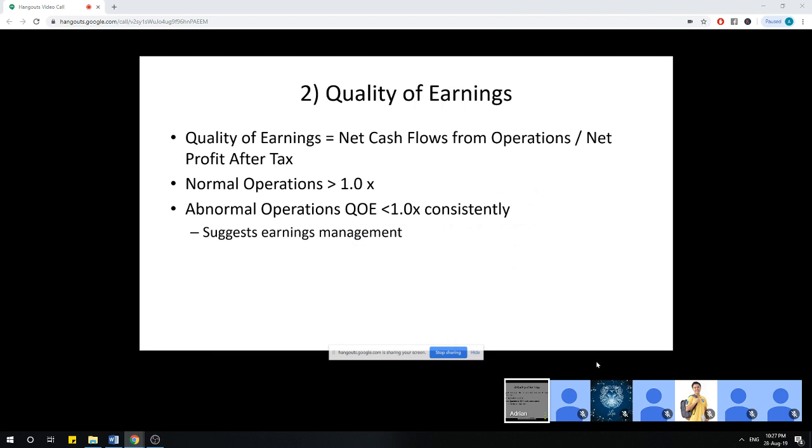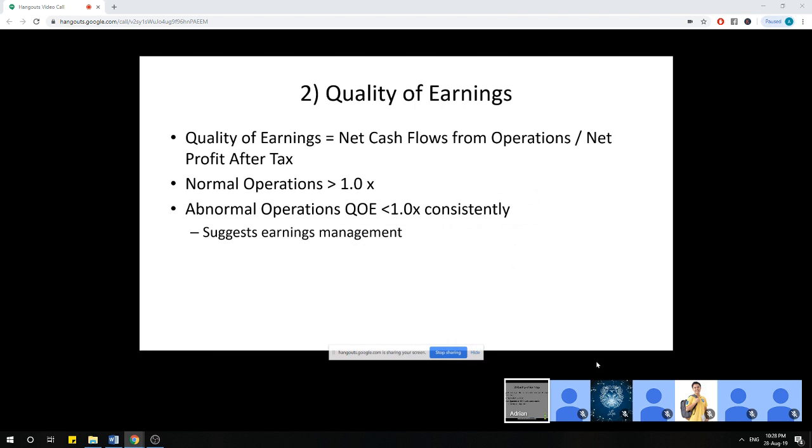As I mentioned just now, net income is telling you the amount the company earned this year, and cash flow is telling you the amount of cash the company generated this year. So as a general rule, of course we want the company to generate as much cash as possible compared to net income.